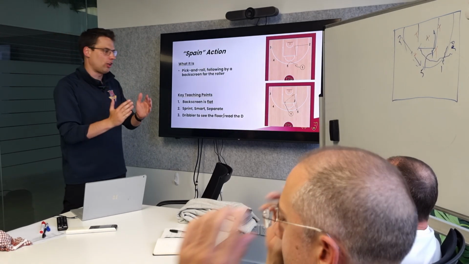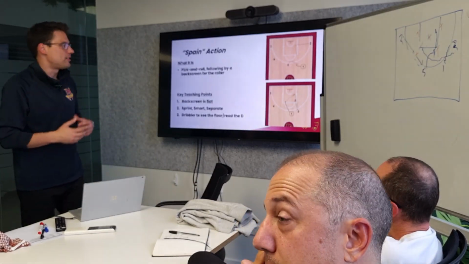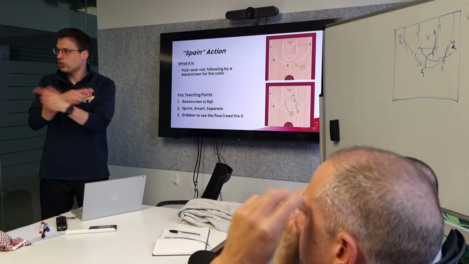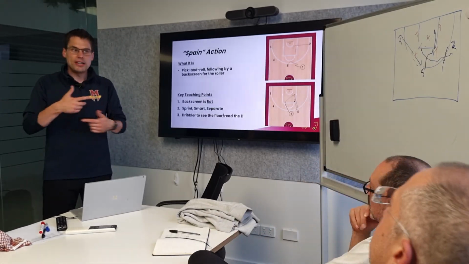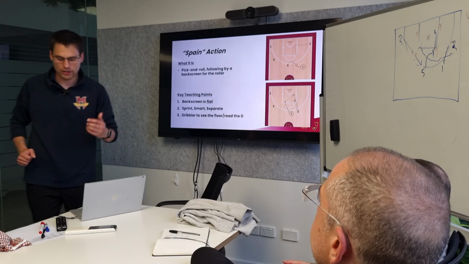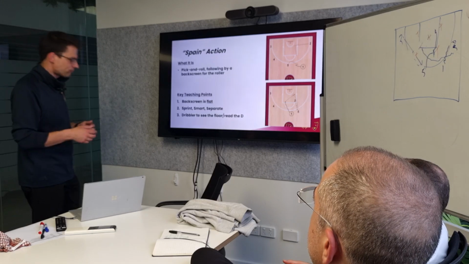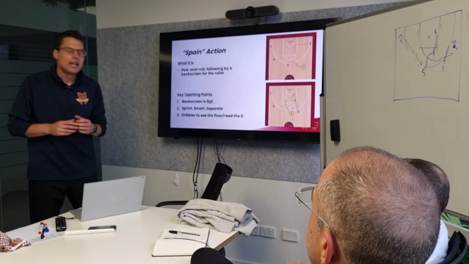There are times where you may not even set the screen. This is particularly common against teams that like to switch on your screens or handoffs, where you don't even set the screen because they're just going to switch it. So you start to set the screen and then just dive to the basket. That's called slipping the screen, if you want to Google or YouTube that later on.